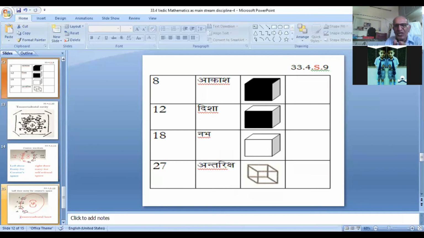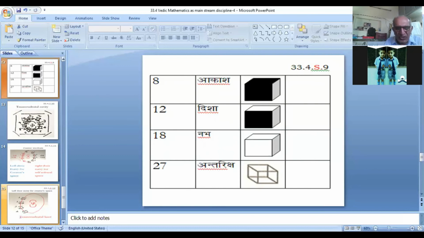Now see, when we are having cube as a synthetic setup of 8 subcubes, then we will see that the 8 subcubes are of structural components 27, 18, 12, and 8.